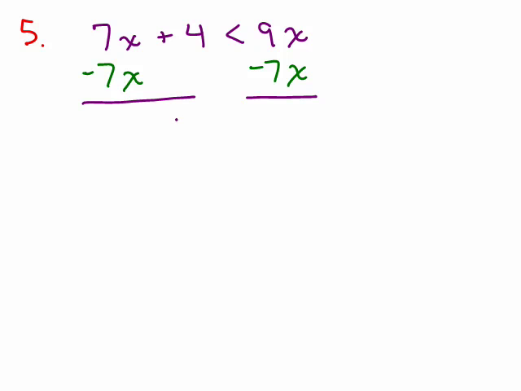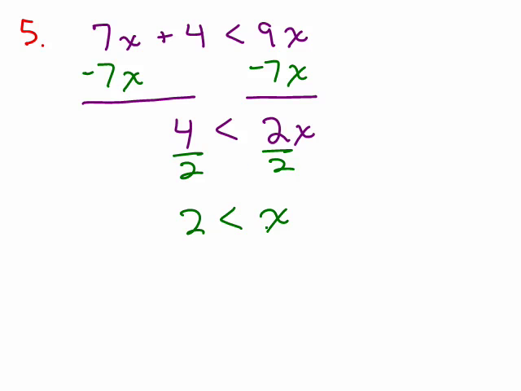So this gives me 4 is less than 2x. And now we need to isolate the x, so we're dividing by 2. So I've got 2 is less than x. That's easier to read if I read it from right to left. If 2 is less than x, then x is greater than 2.